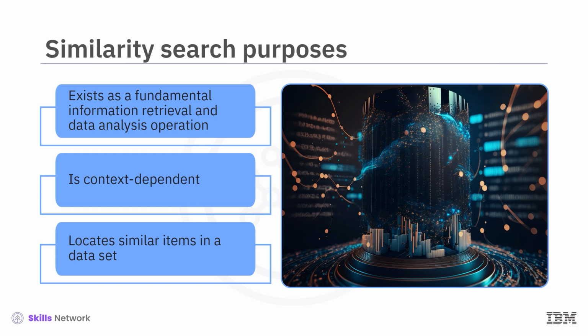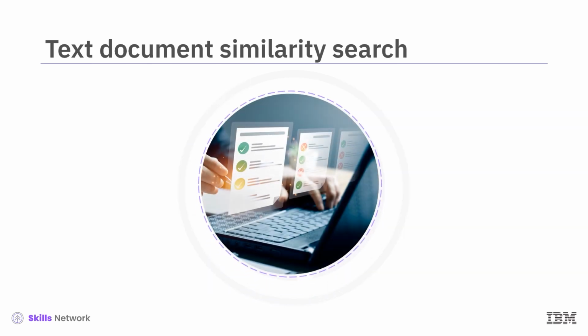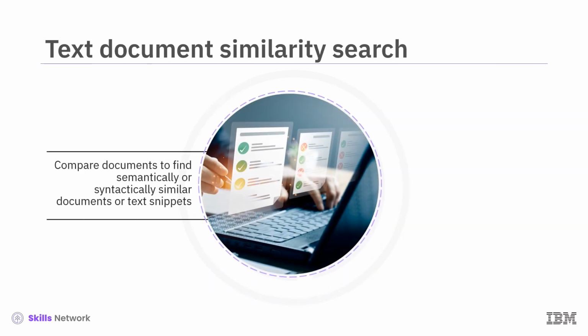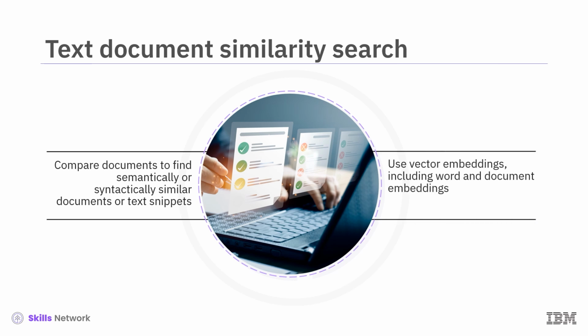Next, let's compare 5 types of similarity searches. First, text document similarity searches compare documents to find semantic or syntactical similarities to a document or text snippet. These similarity searches use vector embeddings, including word and document embeddings, to compare the text that exists in the 2 documents and evaluate their similarity.